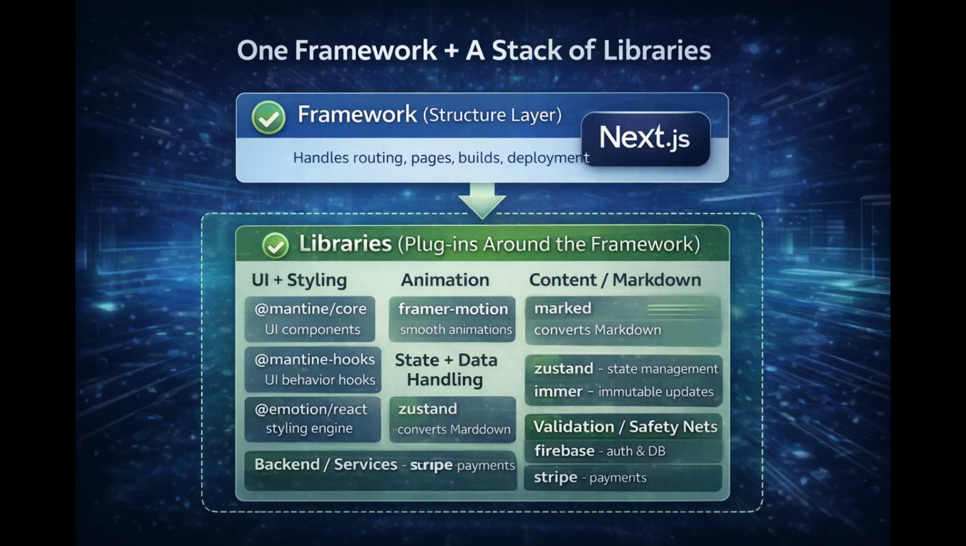Now let's fill in the libraries around it. UI plus styling: @mantine/core, UI components, buttons, modals, layouts. @mantine/hooks, hooks for UI behavior. Emotion React for components. Animation: Framer Motion for smooth animations. Marked converts Markdown into HTML. State plus data handling: Zustand state management. Immer for easier immutable updates. Validation or safety nets: Zod schema validation. Backend services: Firebase handles things like authentication, database, and storage without us having to run our own servers. Stripe for handling payments, subscriptions, and anything money related. And just to note, React DOM is in there too, because it's what connects React to the browser's DOM. So that's the chart. One framework, Next.js, and a set of libraries that plug into it.